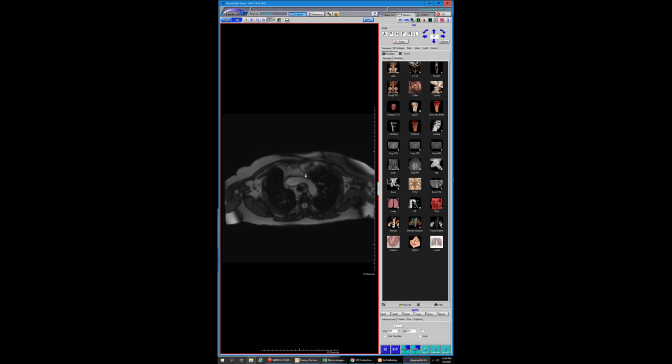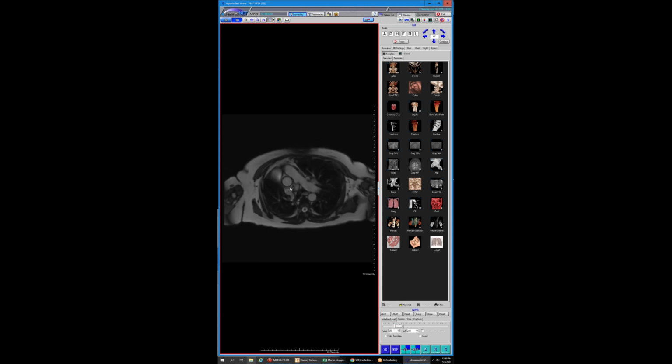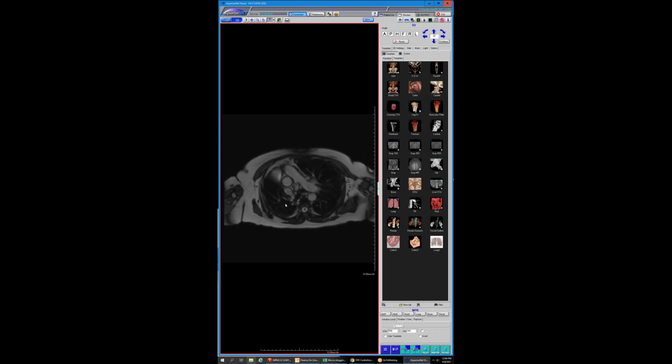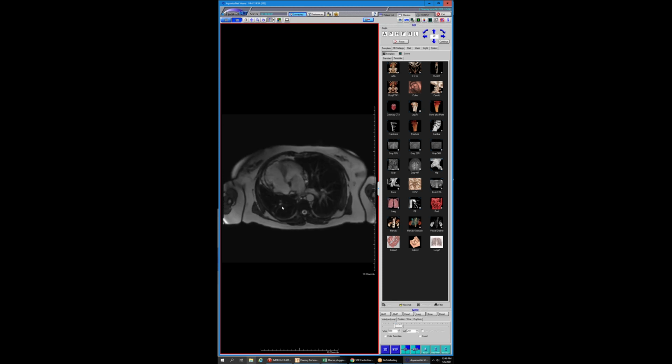You can see there's also a left-sided SVC here, and there's no bridging vein, but I think most of us can kind of see or recognize that the right lung is small. There's no evidence of resection here. And here's this anomalous vessel that is coursing down. And I'll show you some other views.